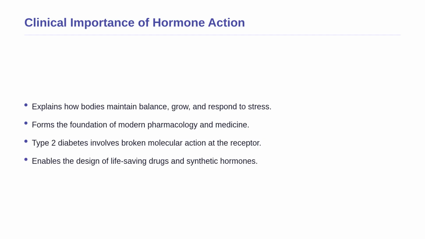Understanding these molecular dominoes is not just academic, it is absolutely critical for medicine. This knowledge explains how our bodies maintain balance, grow, and respond to stress. In the real world, it is the foundation of modern pharmacology. For example, when a patient has type 2 diabetes, their body produces insulin, but the molecular action at the receptor level is broken, leading to dangerously high blood sugar. By understanding these exact molecular pathways, scientists can design life-saving drugs like beta blockers for heart disease or synthetic thyroid hormones for hypothyroidism.